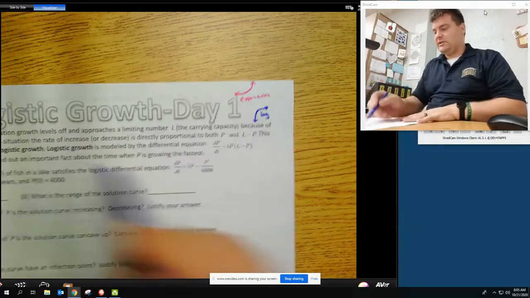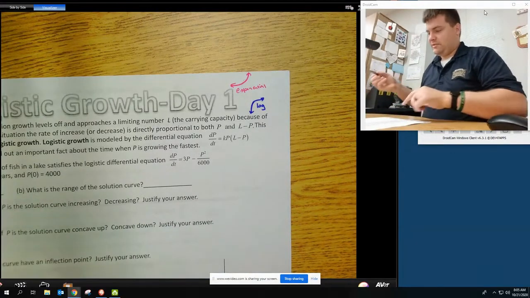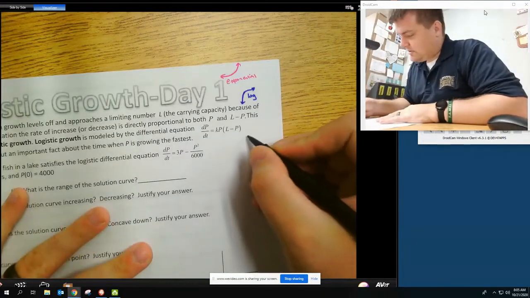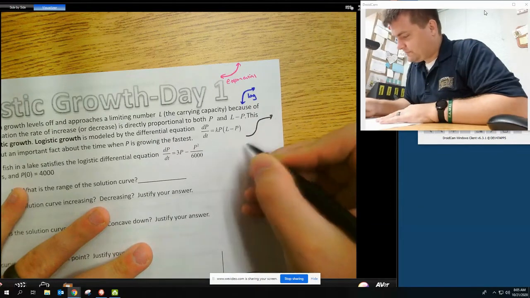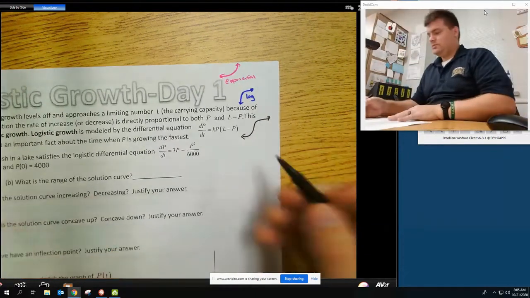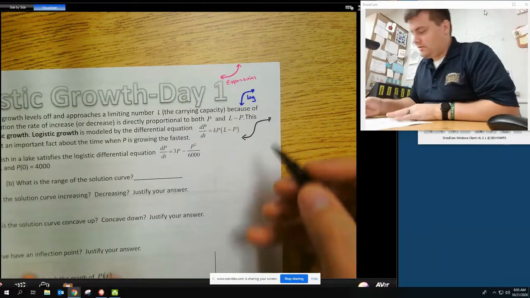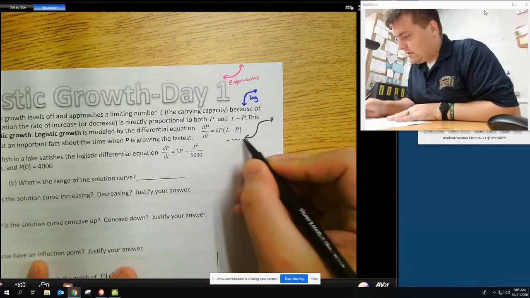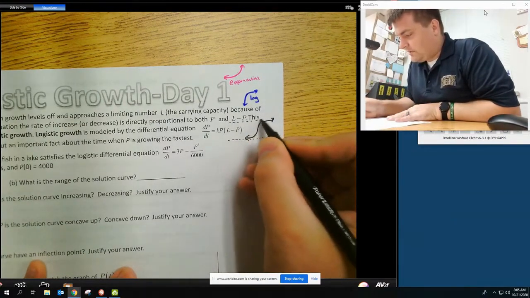So a logistic is actually the in-between of these two. A logistic, which I'll sketch here in black, looks like this. It's a bit of the exponential, and then it starts to slow down, and then it starts to look like a log. And then here we have asymptotes on the top and bottom.